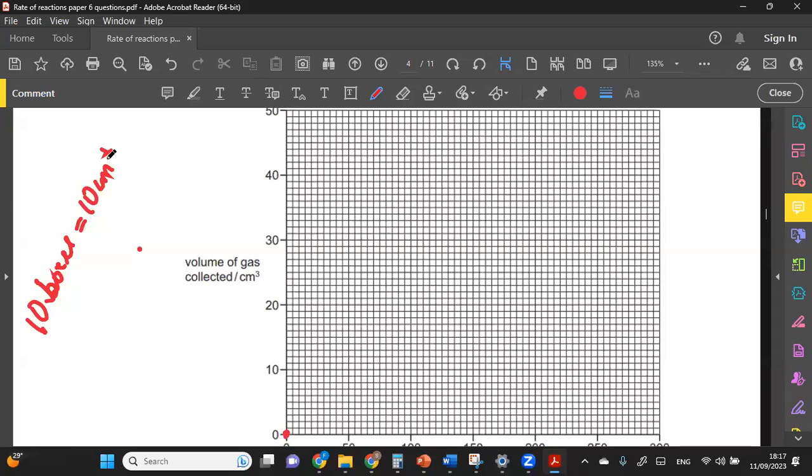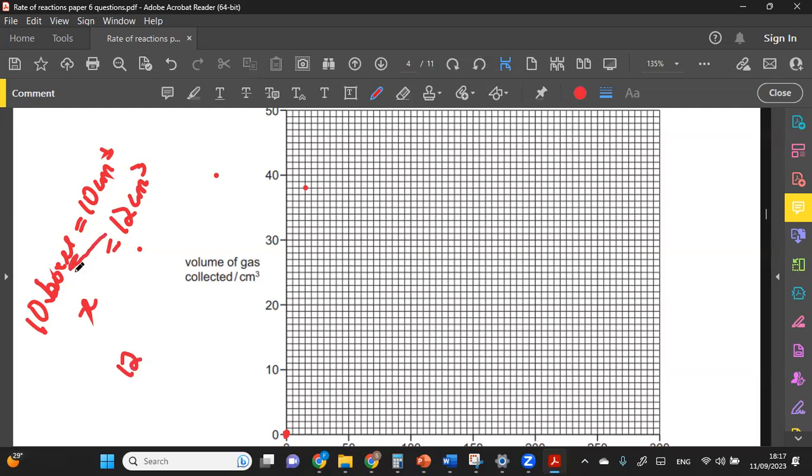So let's say you guys want to make the mark at 12 centimeter cube and you are confused. You're like, okay, I don't understand this graph. I don't understand what scale they have used. How do I solve this? If you guys are ever stuck, just do this. 10 boxes is equal to 10 centimeter cube. So 12 centimeter cube will be equal to how many boxes? And then you solve for x, right?